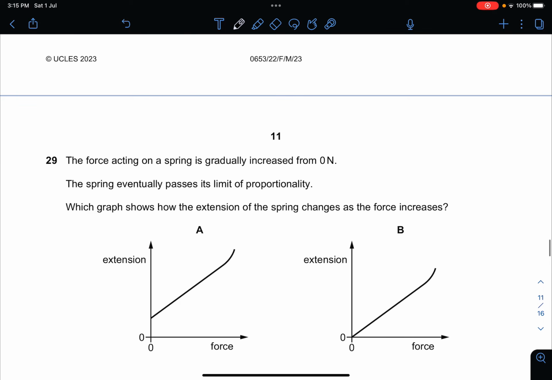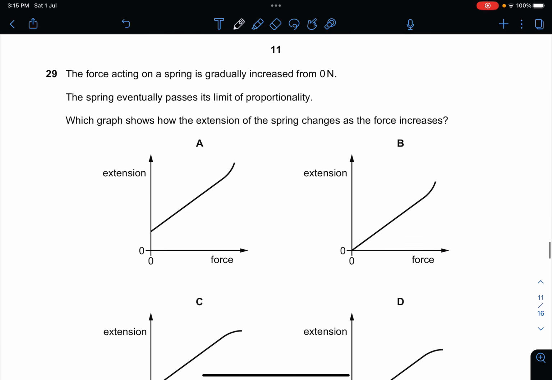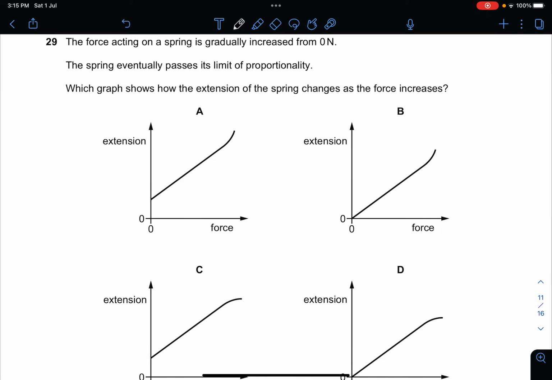Okay, the force acting on the spring is gradually increased from 0 newtons. The spring eventually passes its limit of proportionality. Which graph shows how the extension of the spring changes as the force increases? So it's directly proportional and it starts to curve. Okay, so the answer here would be B, because it's directly proportional and once it reaches there, it curves.